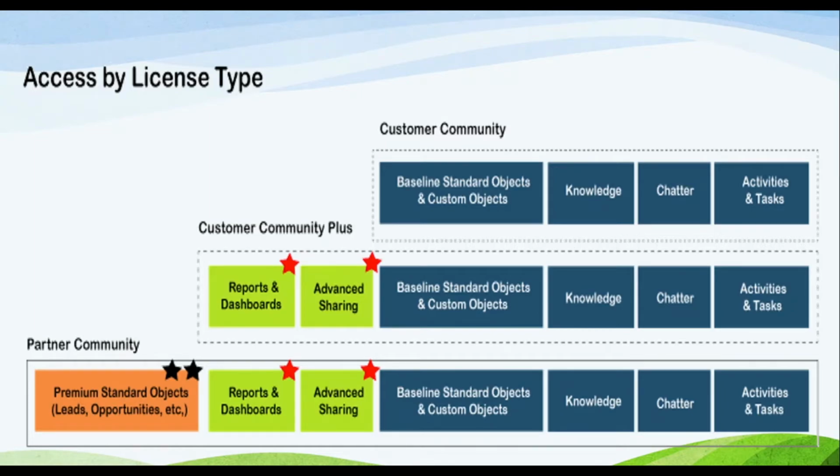The customer community plus is an addition over the customer community license. It provides customized reports and dashboards as well as advanced sharing. The partner community is a further enhancement over the customer community license, providing premium standard objects like leads, contacts, and opportunities. So these are some of the advantages of the community tier licenses.